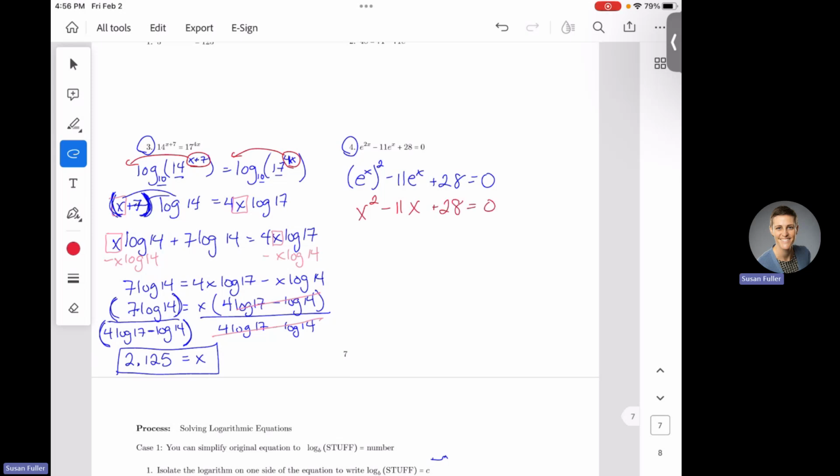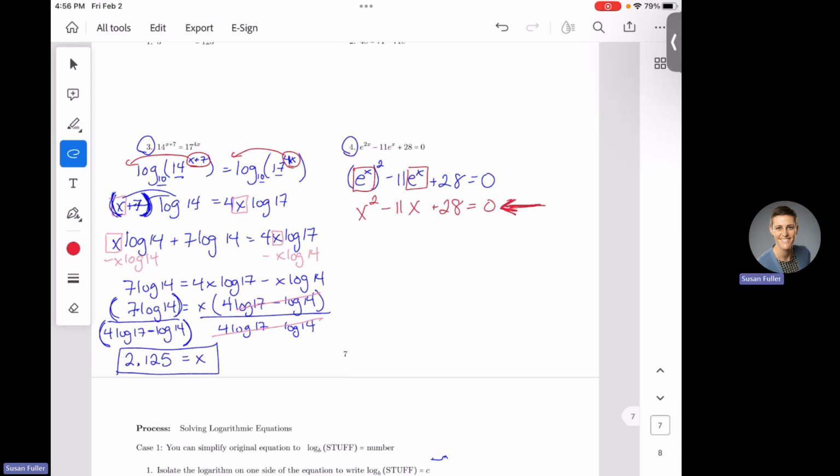These two have the same structure, but instead of x, I have an e to the x, right? So what we're going to do is factor this. If your brain can't factor this with the e to the x's in it right now, then I want you to replace those e to the x with an x. We'll factor this, and then before we finish the problem, we're going to put those e to the x's back in.